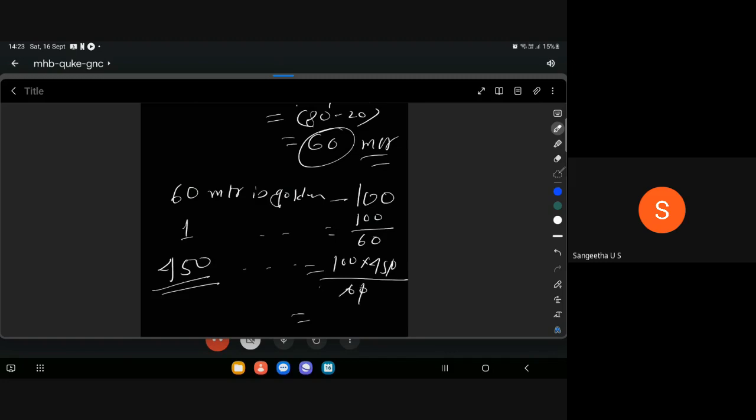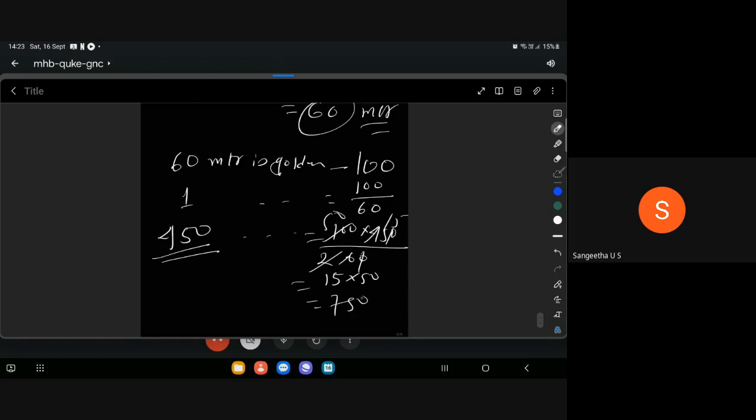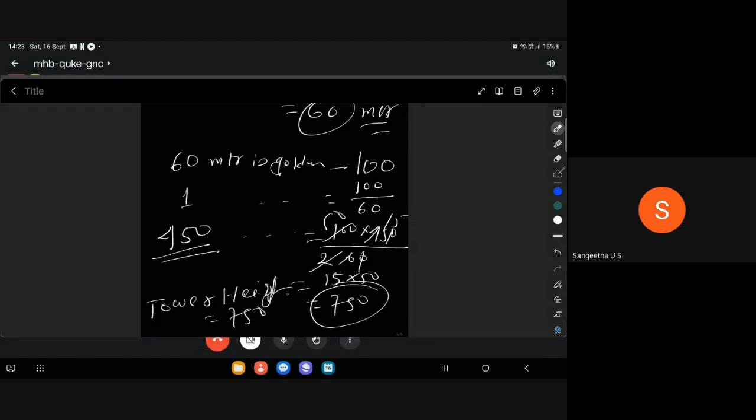You do the calculation, 450 into 100 by 60, and it gives us 750. So this is the answer. Total height, the tower's height is equal to 750.